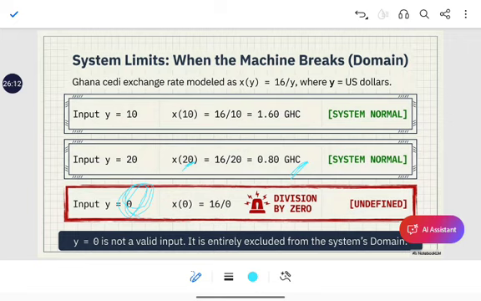In mathematics, if we divide a number by 0, we say that number is undefined. Division by 0 is undefined. So when y is equal to 0, it's not a valid input. It's excluded from the system's domain. Okay, so what we are saying is that when you divide a number by 0 in a function, we call it undefined.